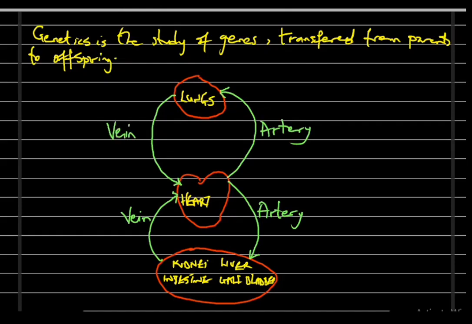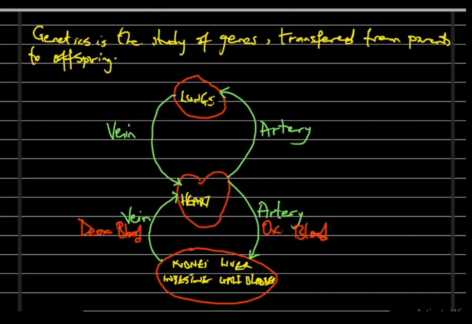Now, this particular one here, blood coming from the heart to other organs of the body carries oxygenated blood. So these arteries that feed other organs of the body, excluding the lungs, they all carry oxygenated blood. While the ones that are taking blood back to the heart from other organs of the body carry deoxygenated blood.